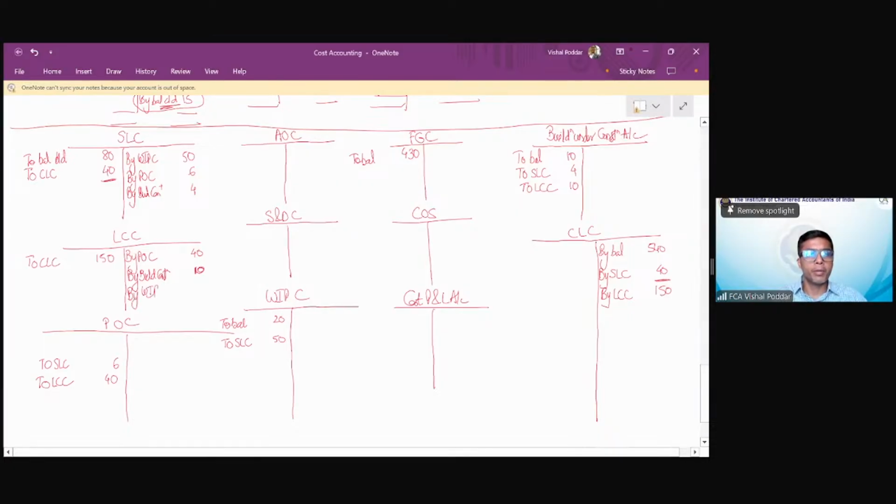By WIP 100. And since I have posted everything, I know this account is closed. So here in WIP, I'll debit this 100, which represents my direct wages. Fine, students?